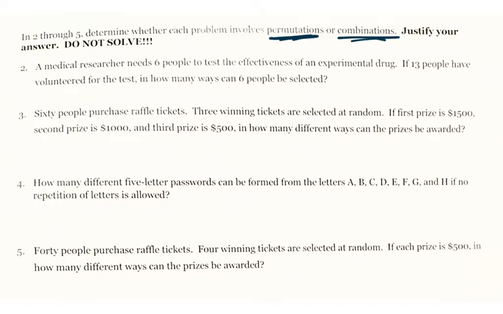So the first one is, a medical researcher needs 6 people to test the effectiveness of an experimental drug. If 13 people have volunteered for the test, in how many ways can 6 people be selected? It doesn't matter which of these 6 people are picked. It's not like there's a spot 1, spot 2, spot 3, and each spot is different. Because the order does not matter, this is an example of a combination.